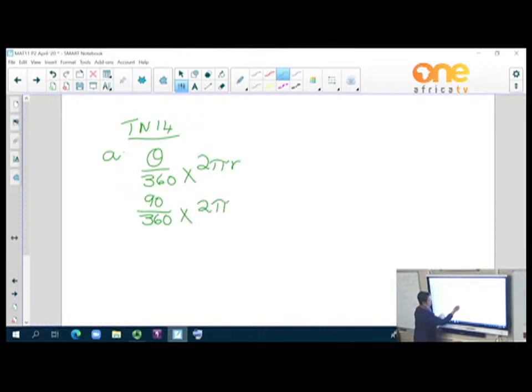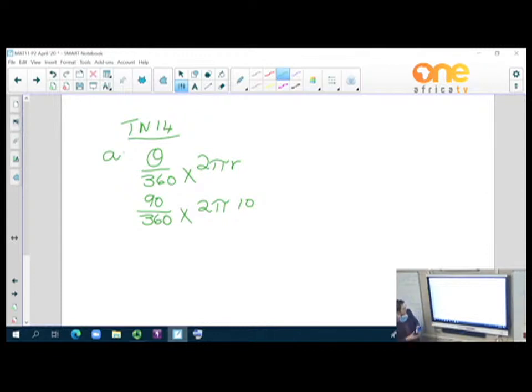And what is the radius? The radius is 10. Okay? We can simplify this now to a quarter, but you can also just multiply it. So we're going to say a quarter, or you can say 90 over 360 times 2 times pi times 10.